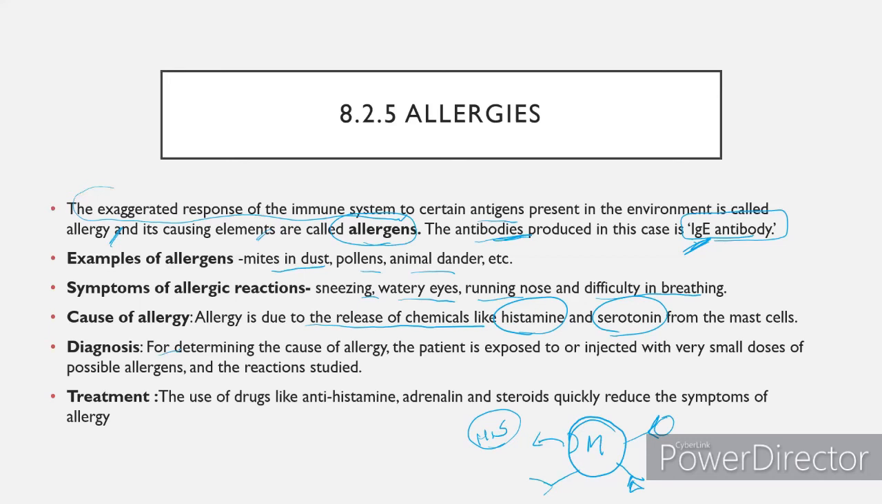Diagnosis: for determining the cause of allergy, the patient is exposed to very small doses of the allergen, and the reactions will be studied. Treatment: drugs such as antihistamines, adrenaline, and steroids are taken to reduce the symptoms of allergy, which can be inflammation, redness, and itching.